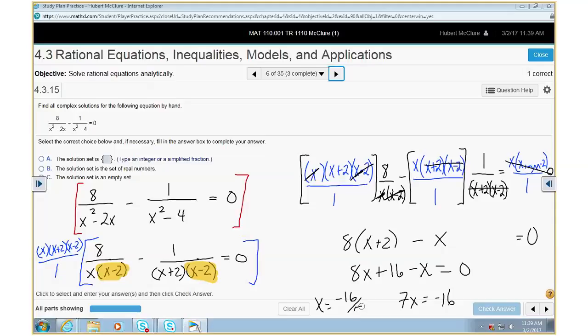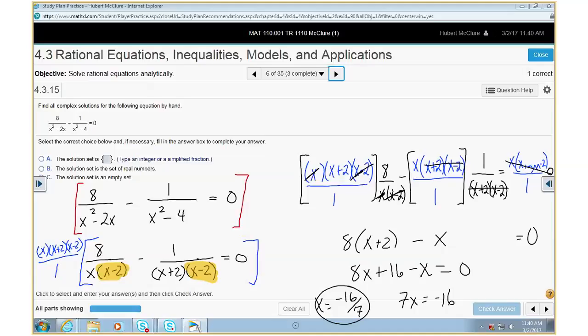Now when I say check, do you have to actually plug and chug and do the math? No. What's the only thing that's going to give you a 0 in that? A positive or negative 2. And then you have to solve the other one, x minus 2, positive and negative 2, and 0. Do we have a 0 or a positive and negative 2? No. So that will work. Your answer is negative 16 sevenths.